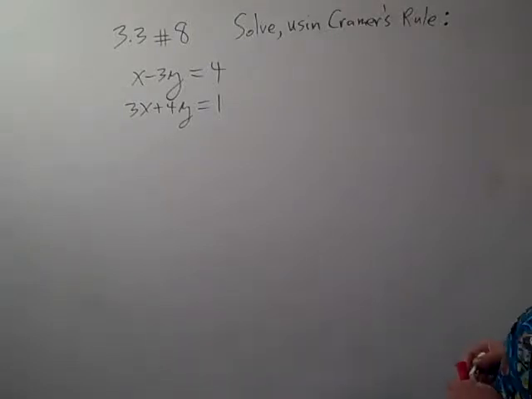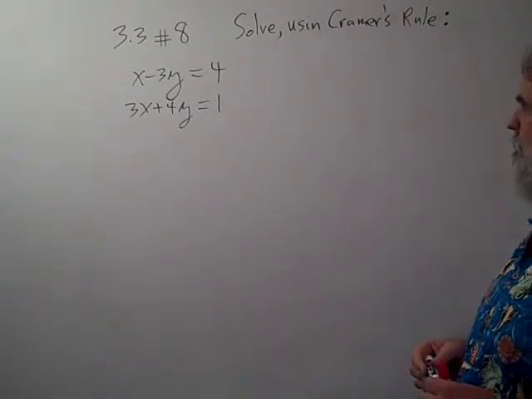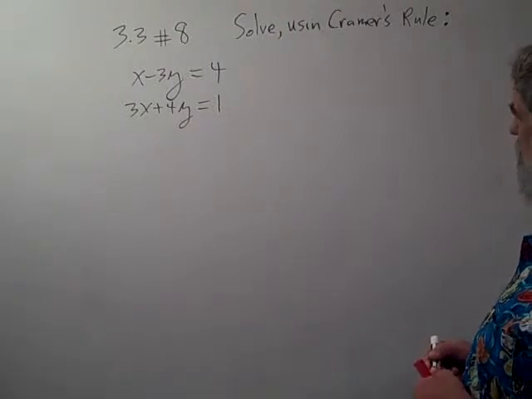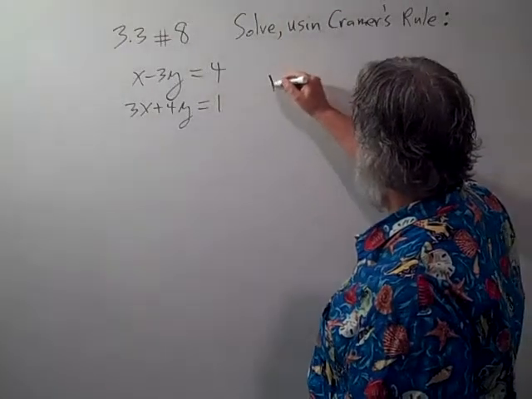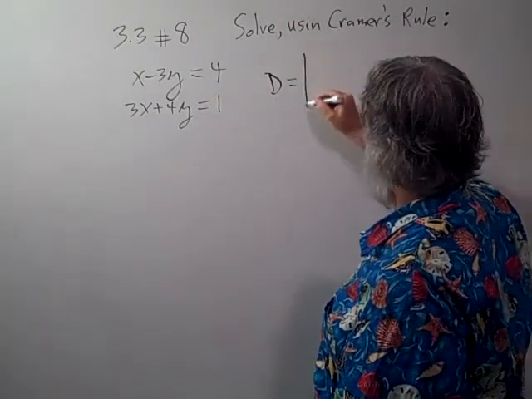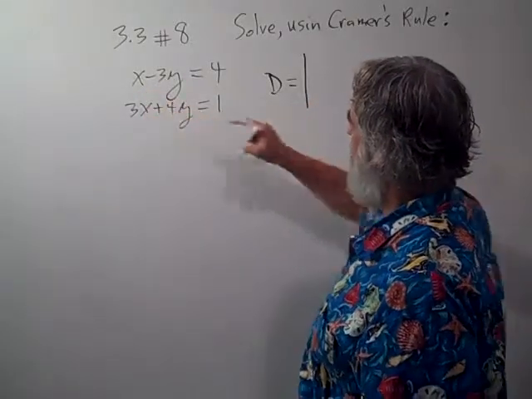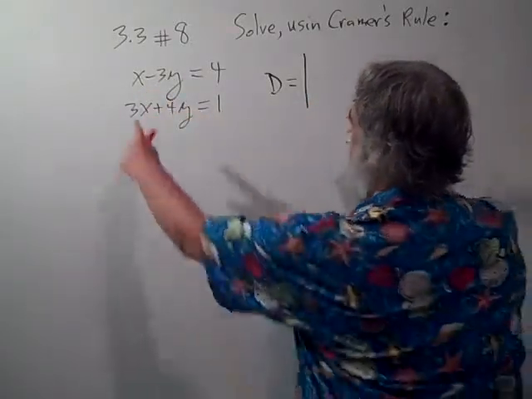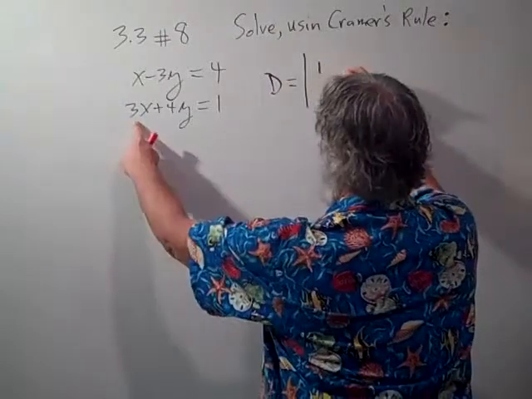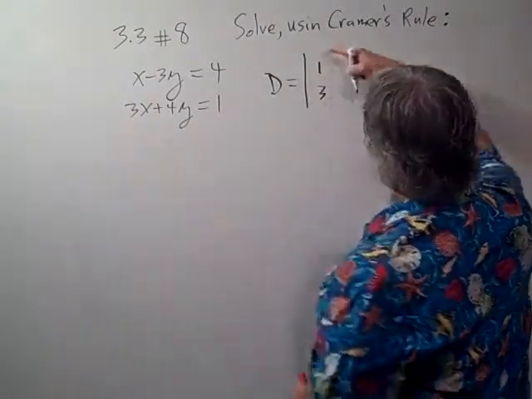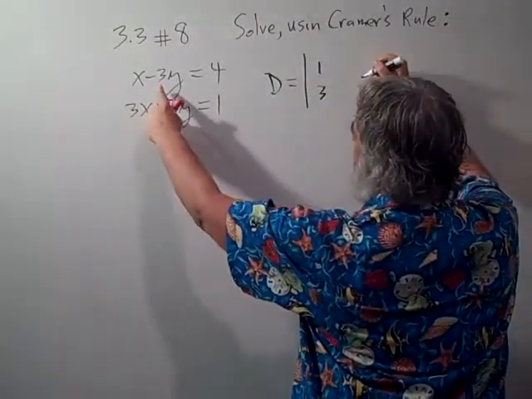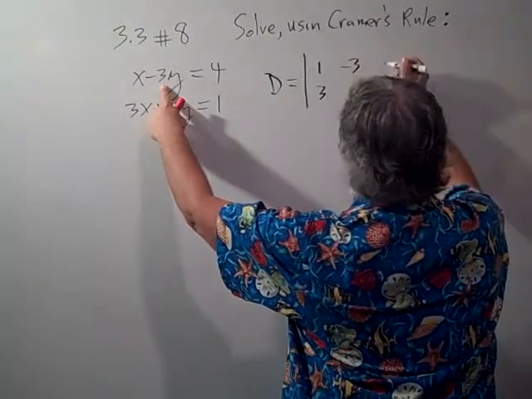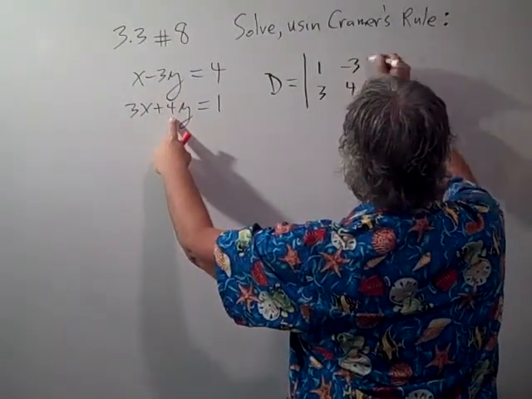Okay, to solve this problem using Cramer's rule, we need to find three determinants first. The first one we'll find is D. D is what we get by just taking the coefficients out of the left side of this linear system. So 1x, so there's a 1. 3x, so there's a 3. That's the x column. Then you've got negative 3 in the y column and a 4 in the y column.